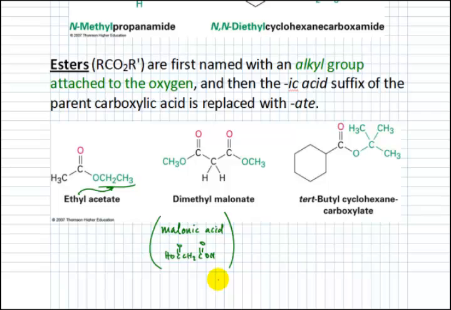So if it's a dicarboxylic acid, we do dimethyl. Or if it was mixed, it could be ethyl methyl, something like that. This one, not really much more complicated, but it may seem that way if you're not careful. Tert-butyl. So here is the tert-butyl group. Remember, we start by identifying the alkyl group attached to the oxygen. So there's tert-butyl cyclohexane carboxylate.